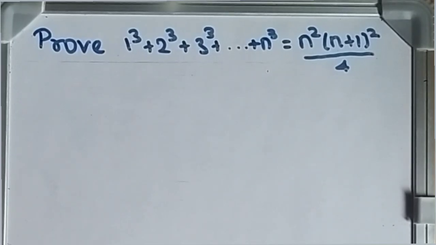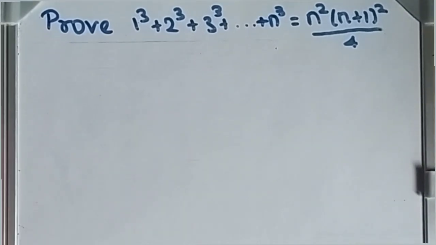Hello everyone. Today we are going to solve some 7 marks problems in mathematical induction. Today, what is the sum we are going to solve? We are going to prove that 1 cube plus 2 cube plus 3 cube, and so on up to n cube, equals n squared multiplied by (n plus 1) the whole square divided by 4. Shall we start to solve? Yes.